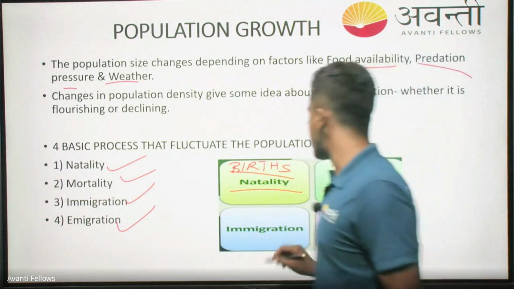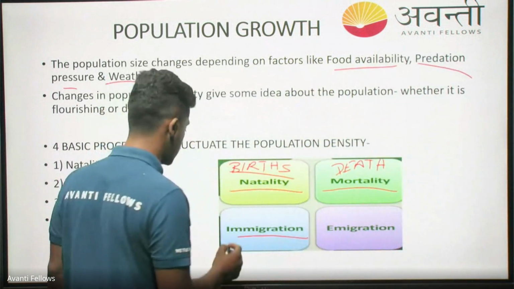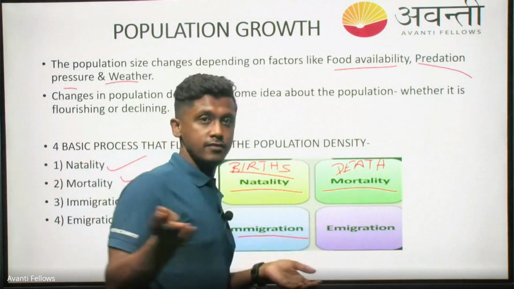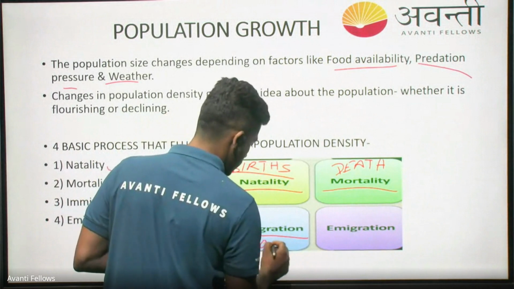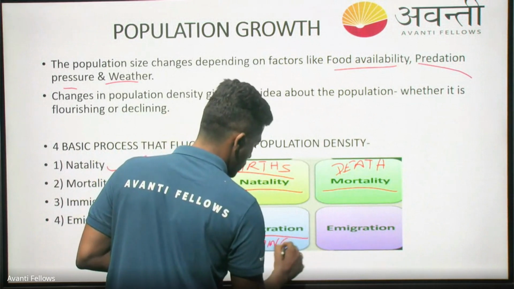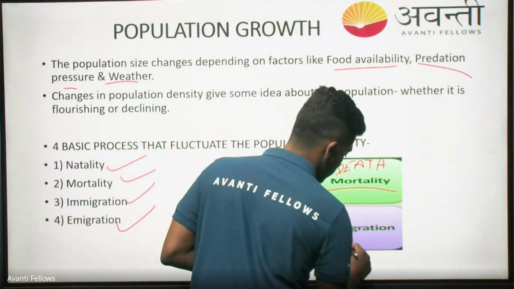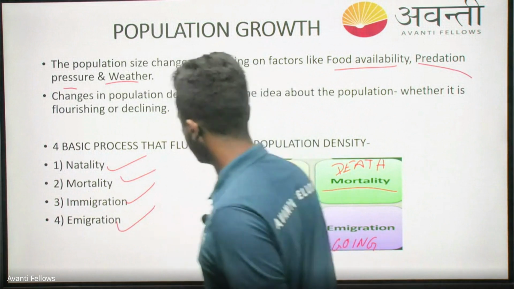Next one is immigration. Immigration means what? Immigration is people coming in, and emigration is people going out. Okay, so this is what happens.